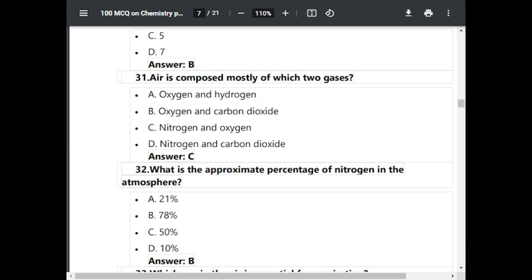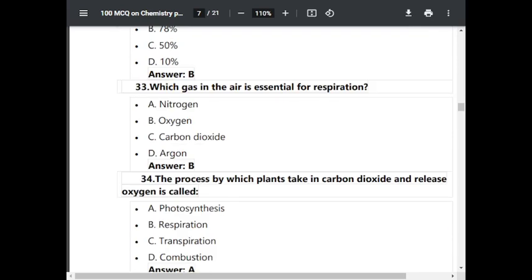Question number 33. Which gas in air is essential for respiration? Option A nitrogen, option B oxygen, option C carbon dioxide, option D argon. The correct answer is B, oxygen. Oxygen is essential for respiration.